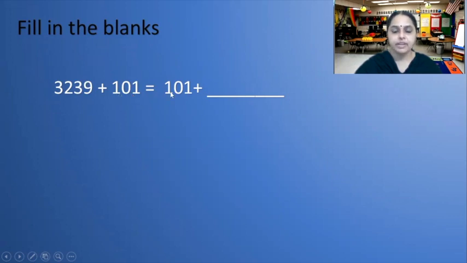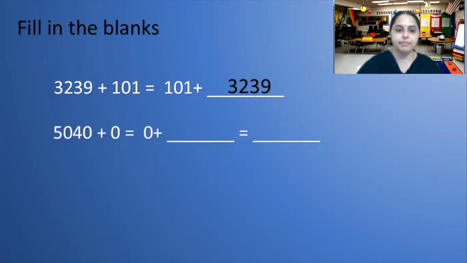Here 101 is coming as the first number. So what will come? 101 plus 3239. Which property is this? This is the order property of addition or commutative property in addition. Is that clear? Okay. Now let us see another example.